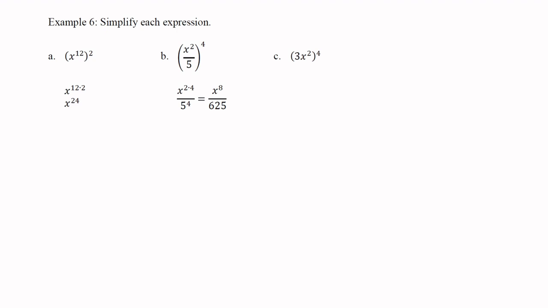For c, we have 3x squared to the fourth. So 3 to the fourth, x to the 2 times 4. That is going to give us 81x to the 8th. And then for d, we have a to the third, b to the 6th, c squared, all to the 5th power. We have to do power to a power on all three items in the parentheses. And that's going to give us a to the 15th, b to the 30th, c to the 10th.